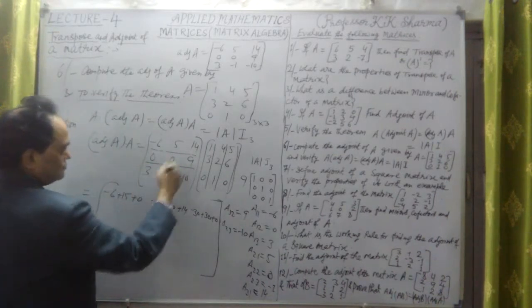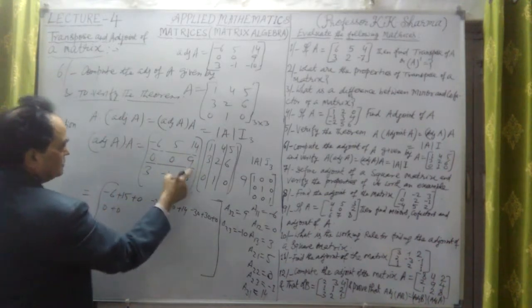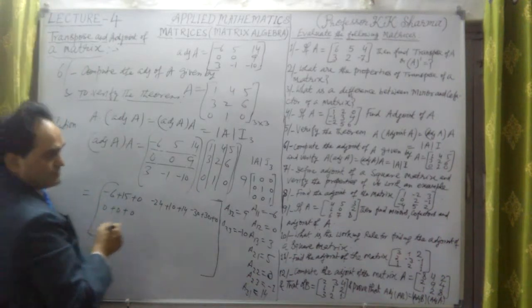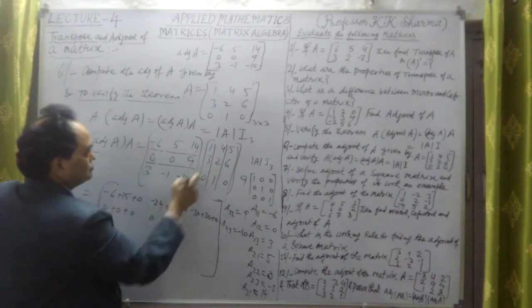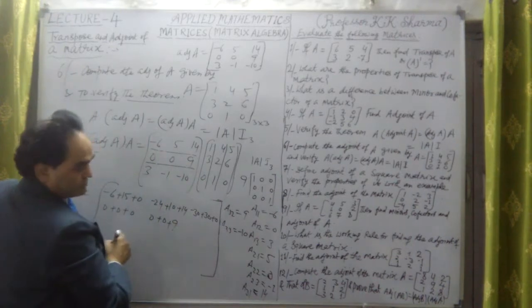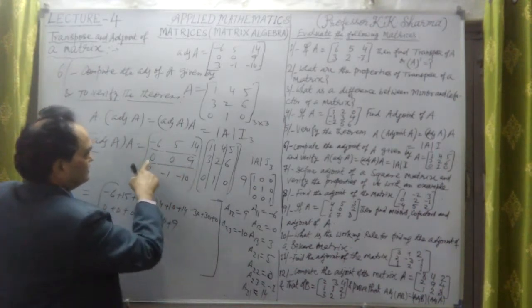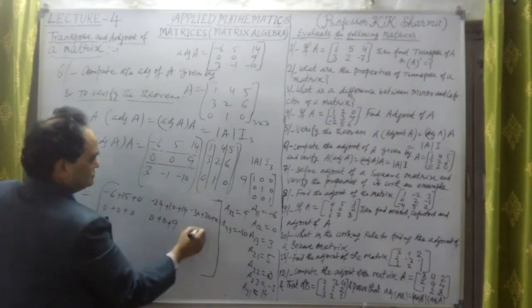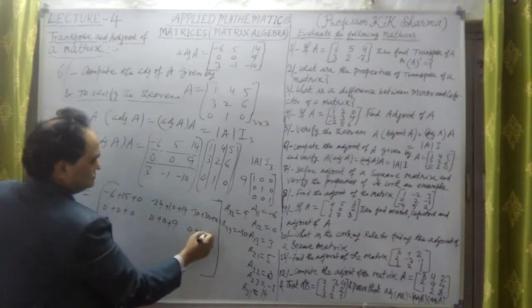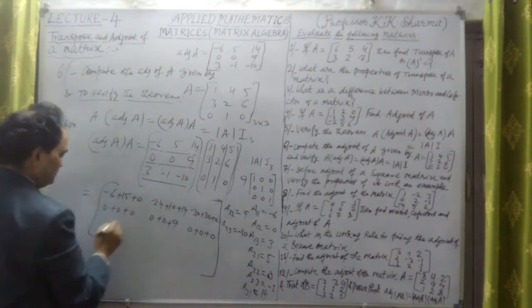Okay, now second row, first column: 0 into 1, 0. 0 into 3, 0. 9 into 0 is 0, that is 0 here. Then second row, second column: 0 into 4, 0. 0 into 2 is 0. 9 into 1 is 9, plus 9. It is 9. The diagonal elements are 9 and 9. Then second row, third column: 0 into 5 is 0. 0 into 6 is 0. 9 into 0 is 0. Alright, it is 0.